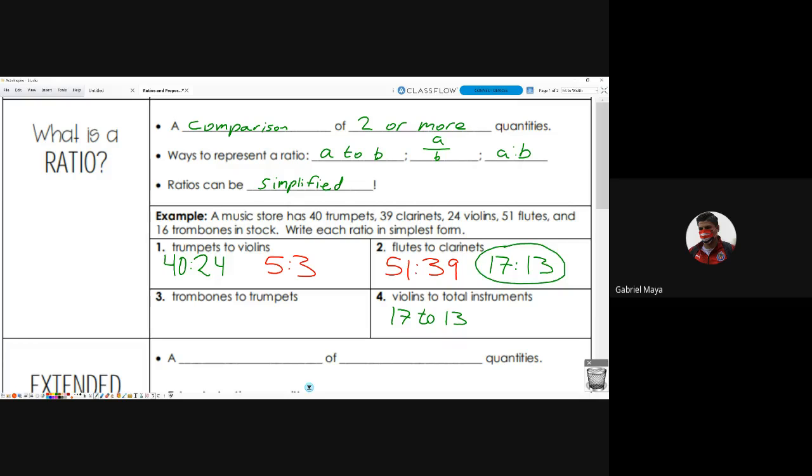Let me go ahead and erase this stuff. Can you explain how you got 17 and 13? Give me a second. Could you repeat that for me, please? Oh, never mind. I got it from the chat. Okay. So you're good?